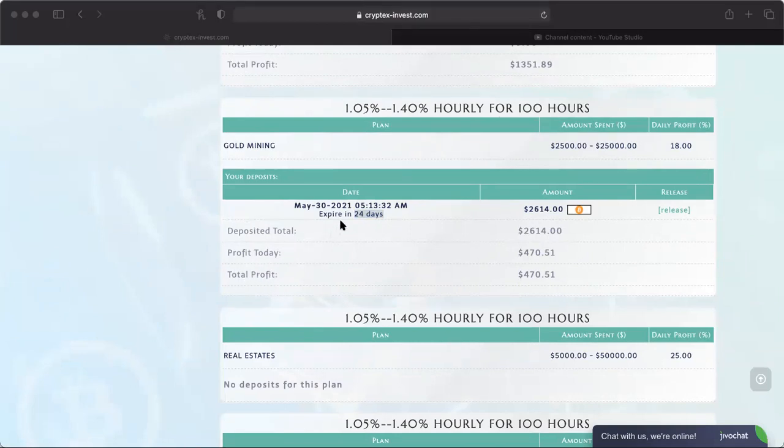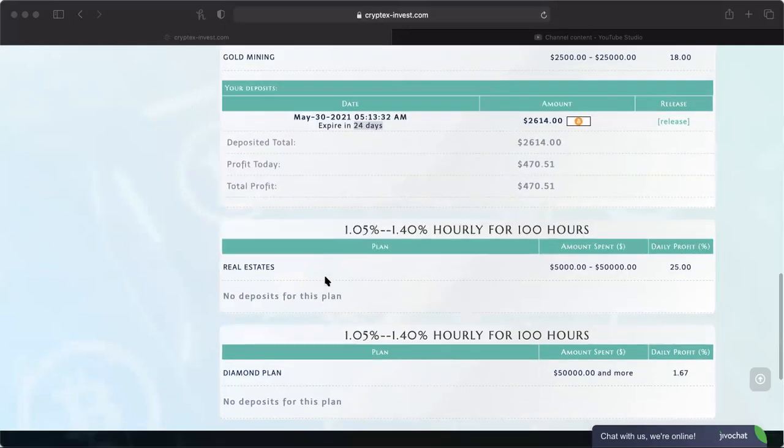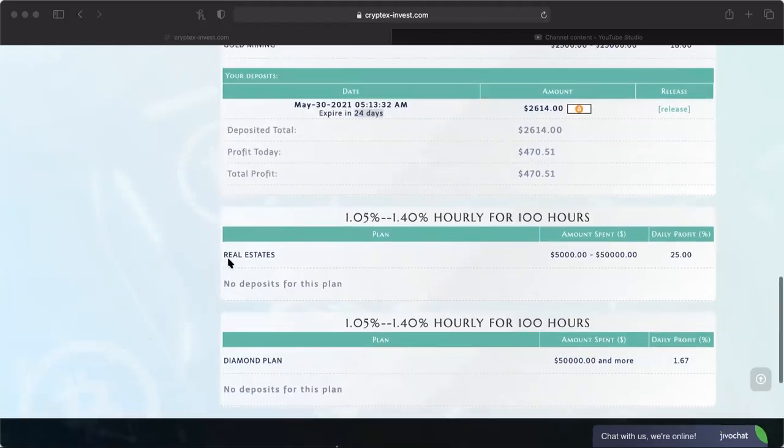470.51 times 24 is $11,292. So in 24 days, I will have $11,292 in this account that I will be looking forward to both reinvesting with and taking out. All right. I think last time I talked about Cryptex, I said, here's my plan. At the end of this time, I'm going to start another $2,500 contract with gold mining, right? So minus 2,500 equals 8,792.